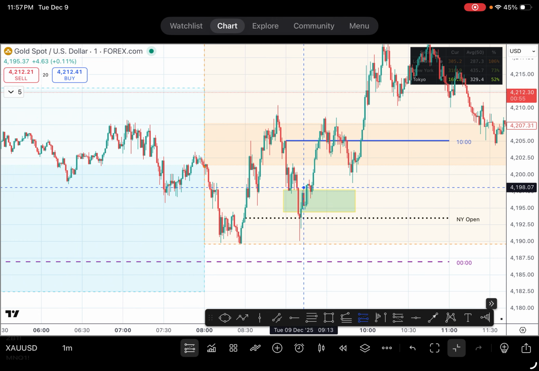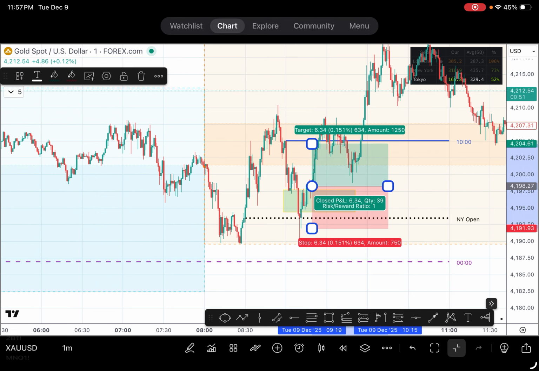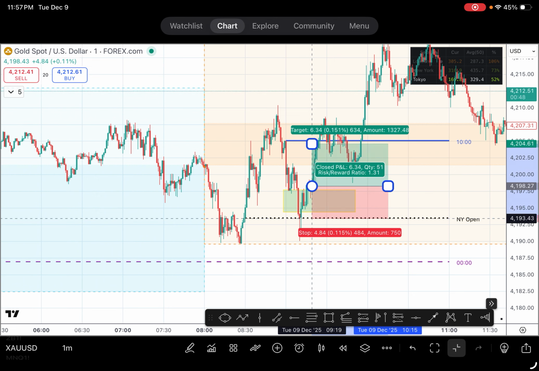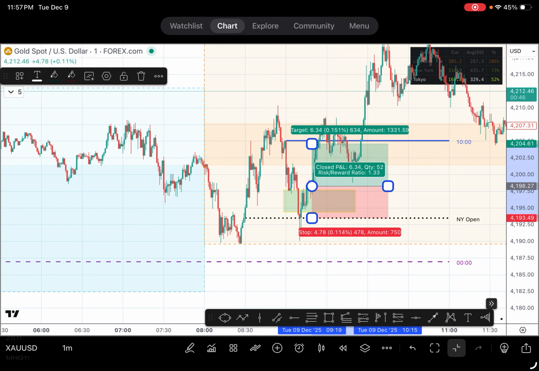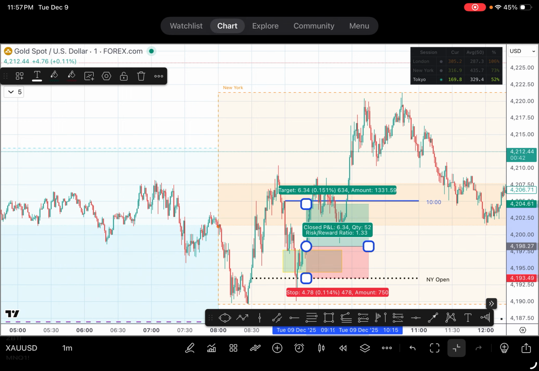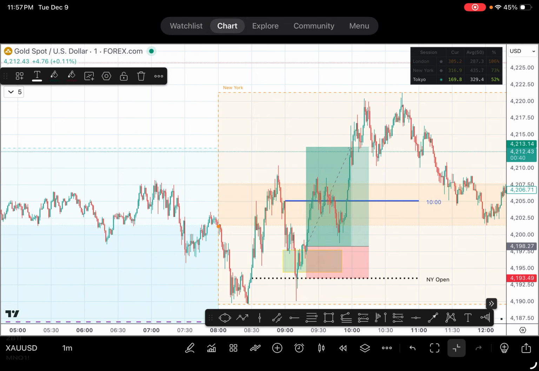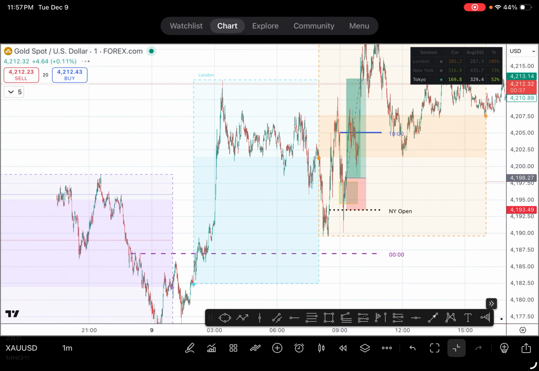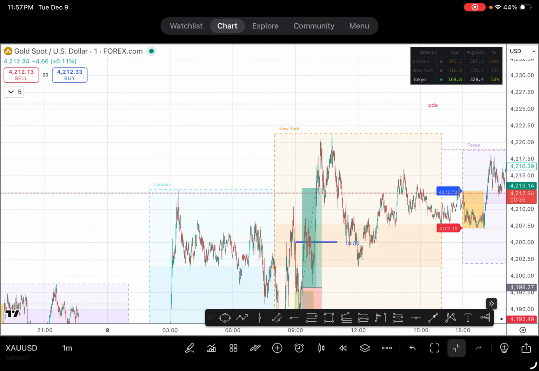Waiting for it to properly close above. This was your entry. As soon as that properly closed, put your stop loss below the close of that last candle before. And then again, we're just going up. Minimum London session. Yep, that's it. Minimum London session.